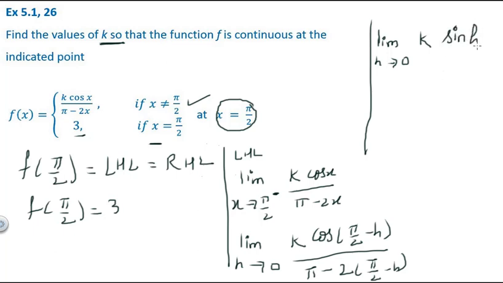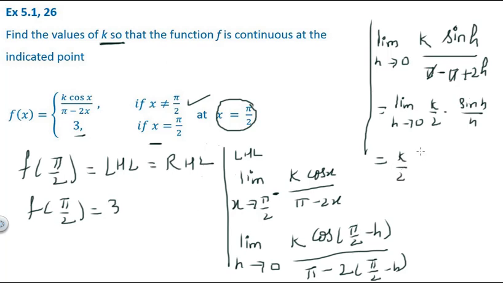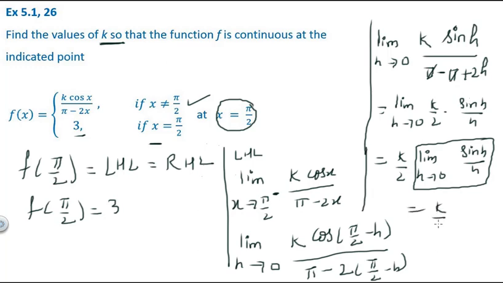Sin theta, that means sin h, upon pi minus, multiply 2 inside the bracket, we get minus pi plus 2h. Okay, so pi and pi get cancelled, so we have limit h tending to 0, k upon 2 into sin h by h. Taking the constant out and applying the limit to this expression sin h by h, we see this is equal to 1, right? So the answer will be k by 2. This is the LHL. Clear?